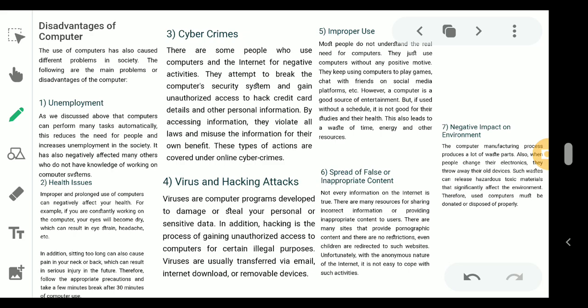But apart from that, playing games and interacting with friends, if you are using it in a less wise way, that is not good for you.